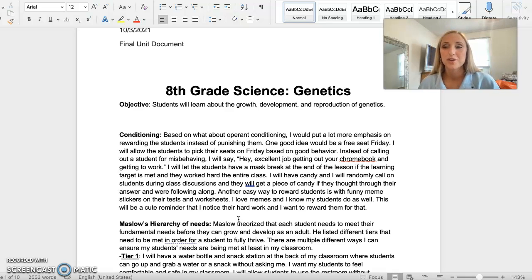Candy. And then another way that I'm really excited to reward my students is with funny meme stickers. I've seen that all over TikTok, and I'm really excited to do that for my students because they love memes. I love memes. It's a way for me to communicate with them and let them know that I see their hard work and that they're working hard.